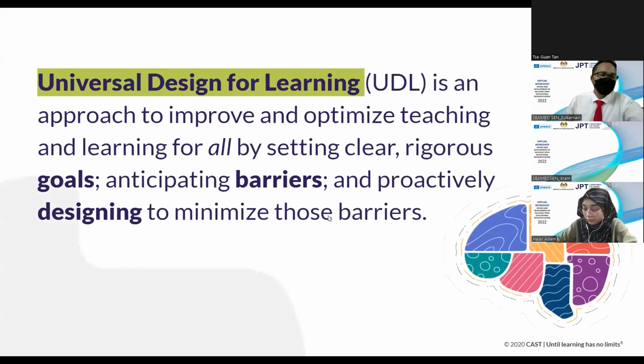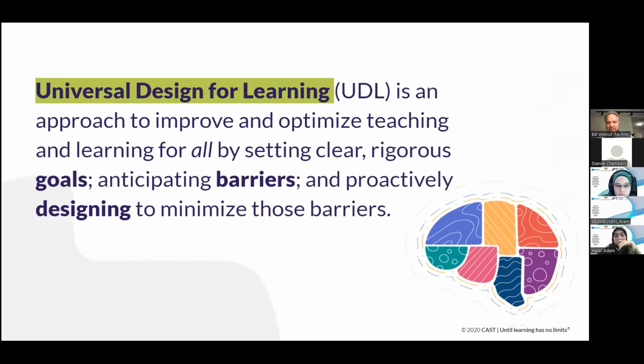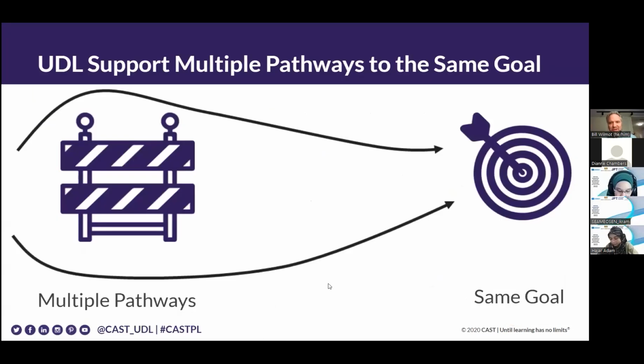So universal design for learning is an approach to improve and optimize teaching and learning for all by setting clear, rigorous goals, anticipating barriers, and proactively designing to minimize those barriers. So I figured I'd throw the definition out there right up front. Definitions are only so useful. You could spend 30 minutes or a week or a lifetime unpacking and understanding what this definition really means. Essentially, UDL is a framework for looking at and understanding teaching and learning situations and designing them, redesigning them, taking the next step in the design to make them more accessible and to give greater ownership to students. So let's just talk about what that means, right?